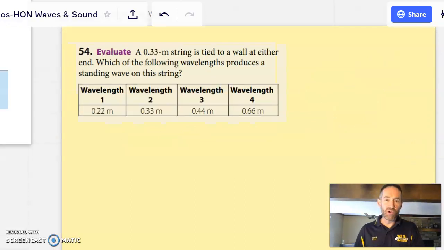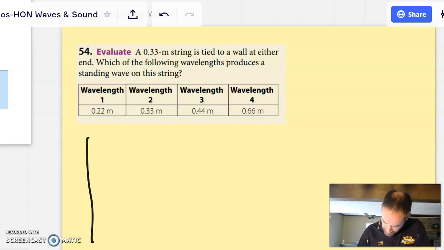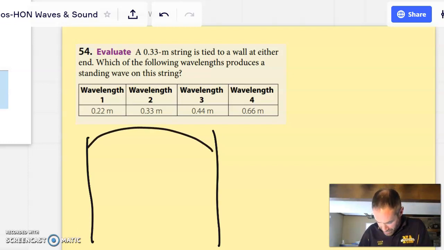In number 54, they give you a length of a string, and they give you 4 wavelengths, and they ask which ones could produce standing waves. So it says that the 0.33 meter string is tied to a wall at either end. Which of the following wavelengths produces that standing wave? Okay, so say I have the wall and the wall, and the string is 0.33 meters long. That means that the fundamental wavelength is going to be twice that length. And so the fundamental is going to look like this.